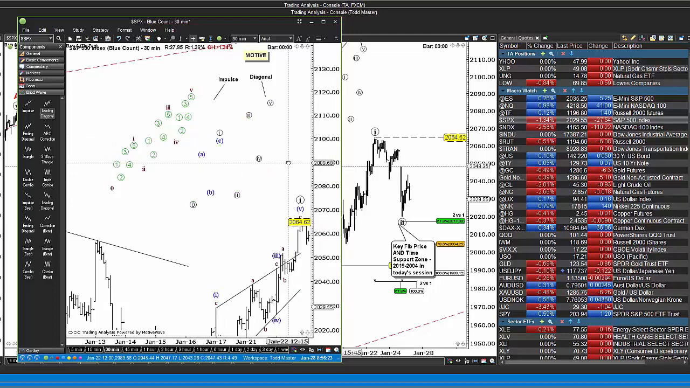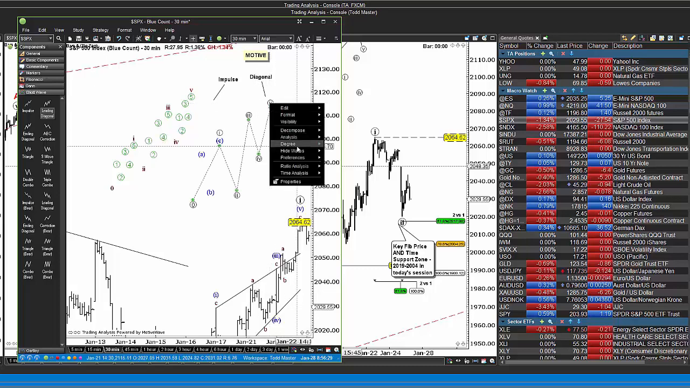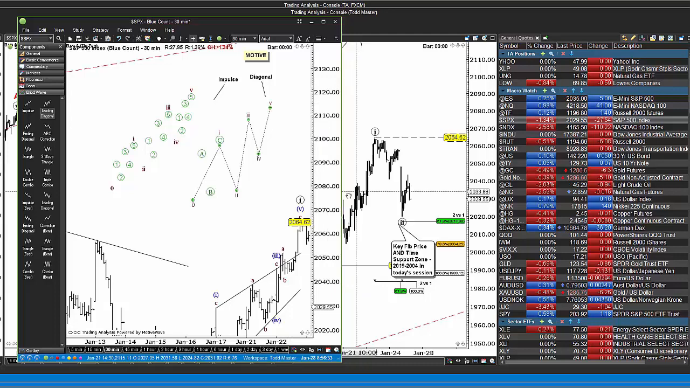Let me just get these on the same degree. So I'm looking at sub-minuet degree, and I'll explain what I'm doing here. Sub-minuet, there we go. A little bug there. Okay. So each of your trend waves, 1, 3, and 5, are 3-wave moves.